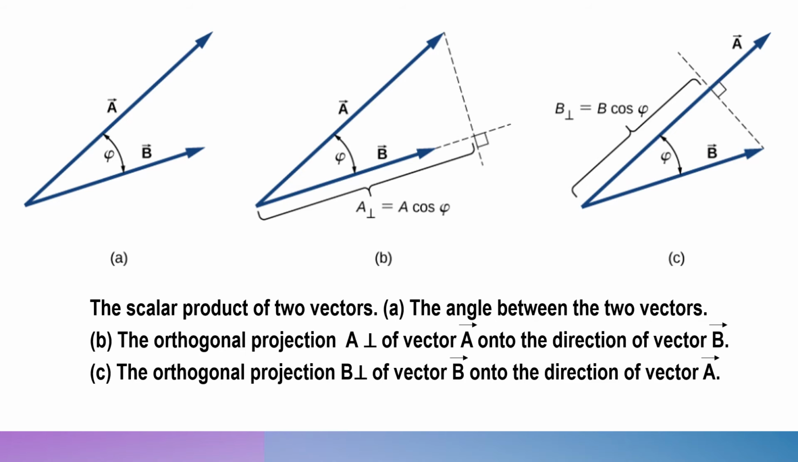The scalar product of two vectors involves the angle between vector A and vector B, the orthogonal projection of vector A into the direction of vector B, and the orthogonal projection of vector B into the direction of vector A.